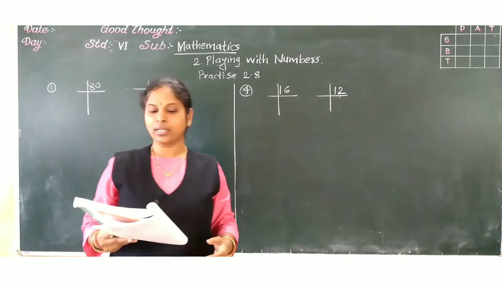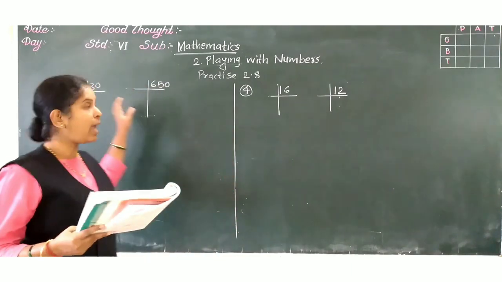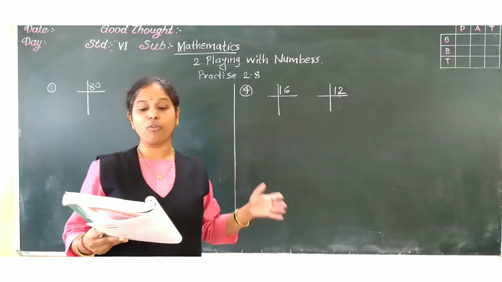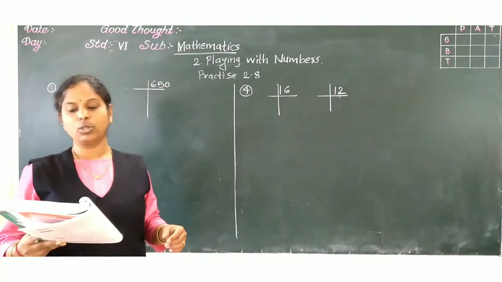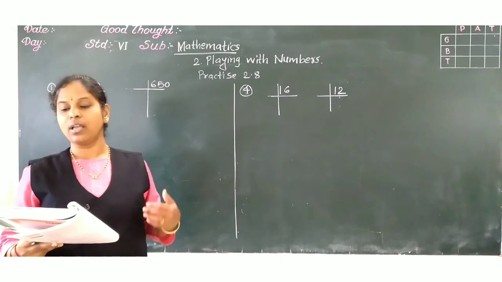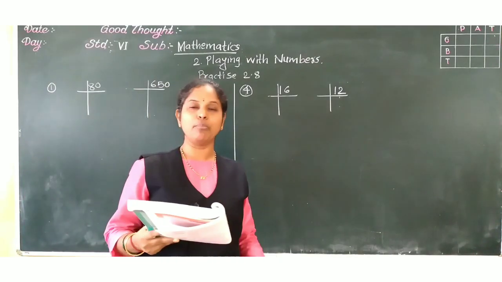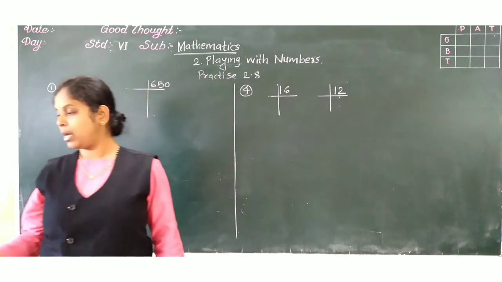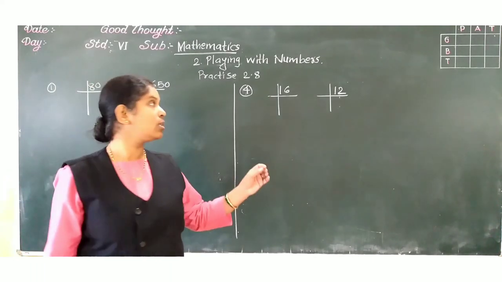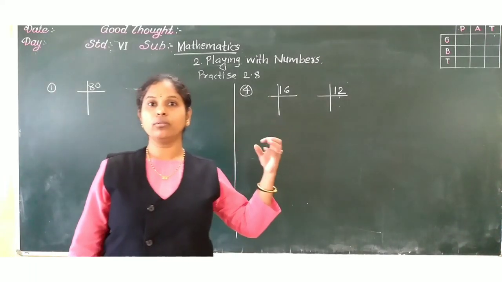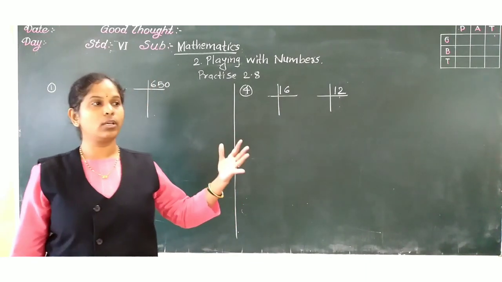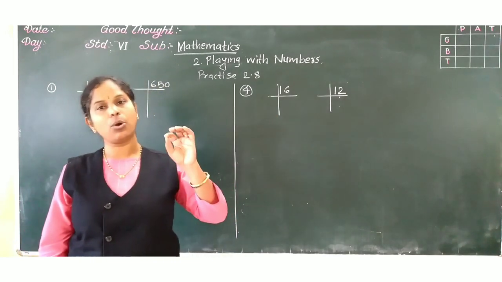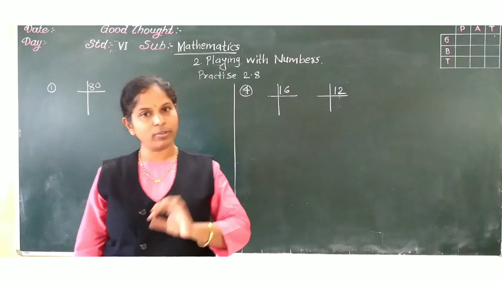See here, two tankers contain 80 liters and 650 liters of oil. Find the maximum capacity of a container which can measure the oil of both the tankers when used an exact number of times. I might have told you, when words like maximum, larger, longer are there, and we have two quantities, then we have to find out the HCF, highest common factor.